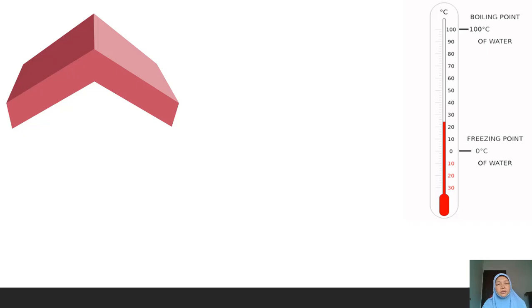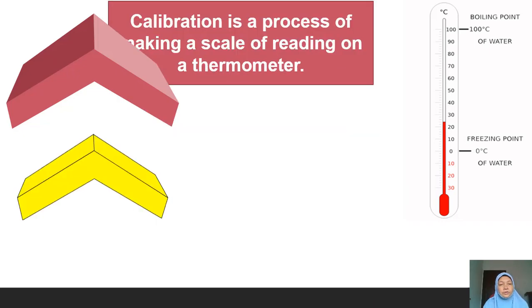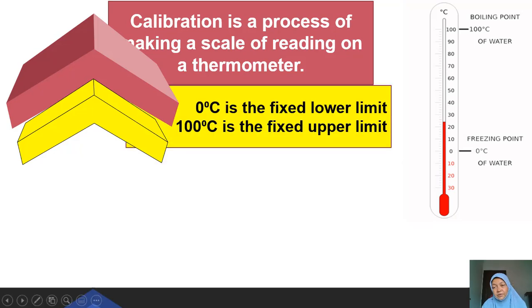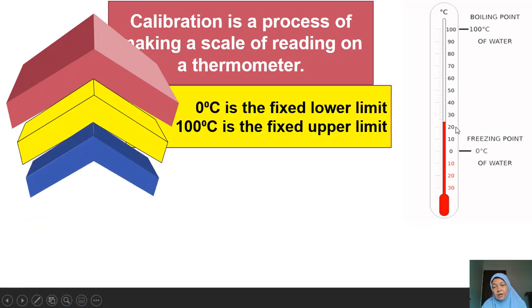Okay, first point. Calibration is a process of making a scale of reading on a thermometer. For example, the length between 1 degree Celsius to 2 degrees Celsius, how long? So that is the calibration. How do we do the calibration? We have what we call two fixed points.